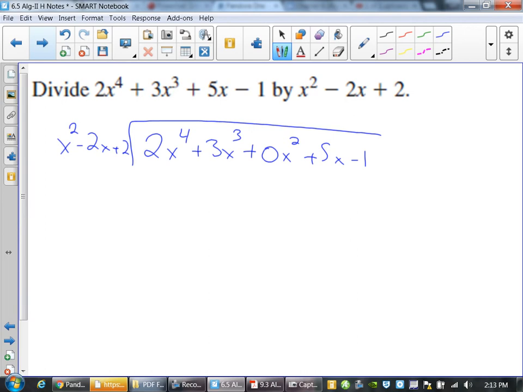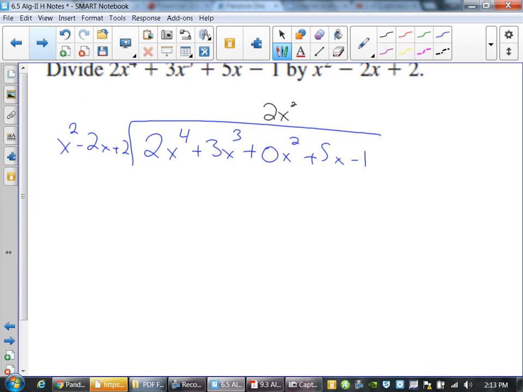So I need to turn x squared into a 2x to the 4th. What do I multiply it by? 2x squared. So which one am I going to put it above? I put it above the x squared. Very good. So I start with a 2x squared here. I have to distribute this to all 3 parts. We'll get a 2x to the 4th minus a 4x cubed plus a 4x squared. How many terms am I subtracting? 3 of them.